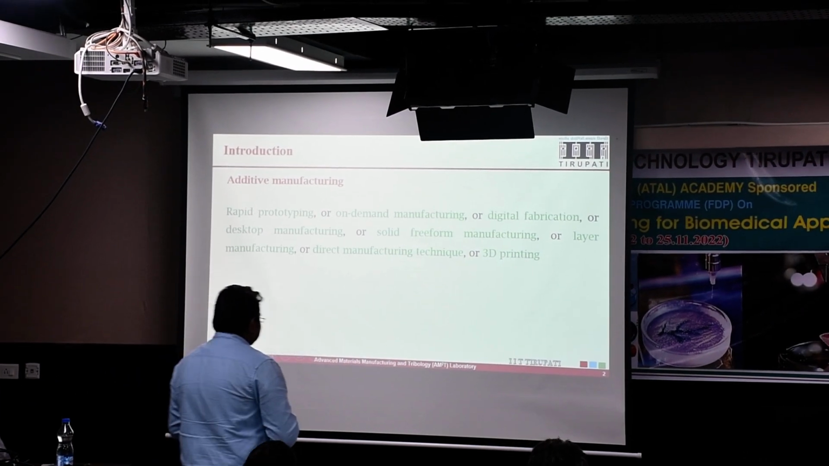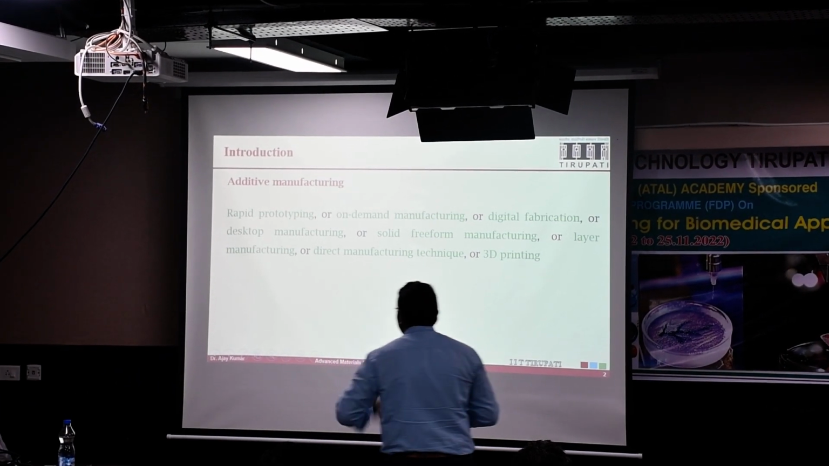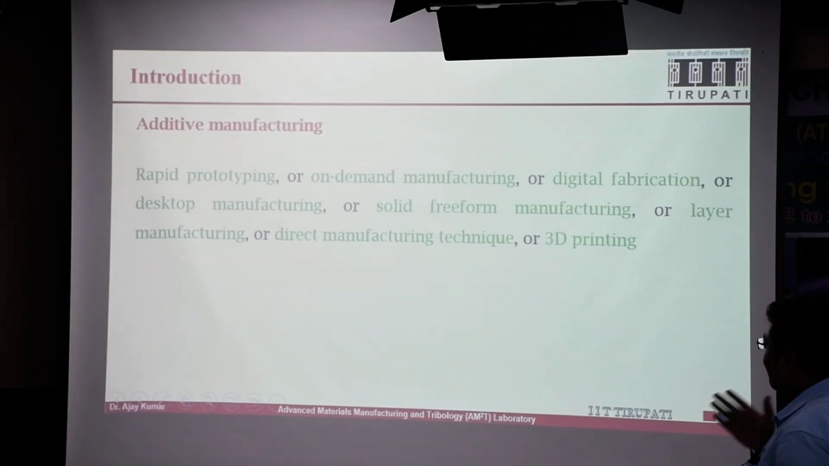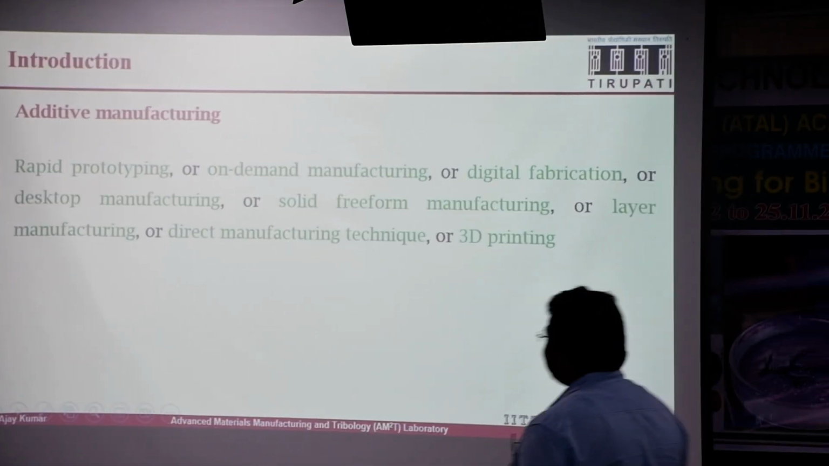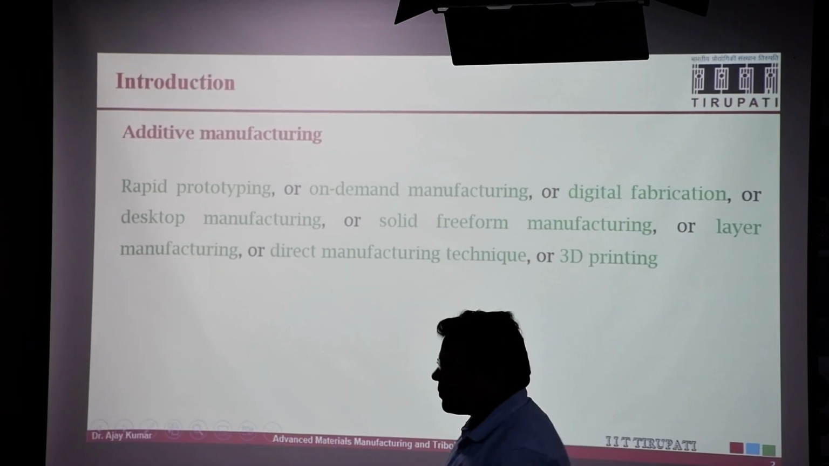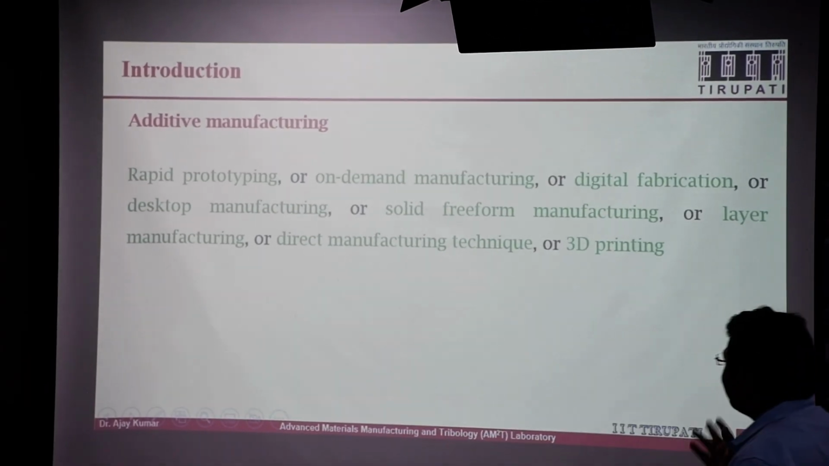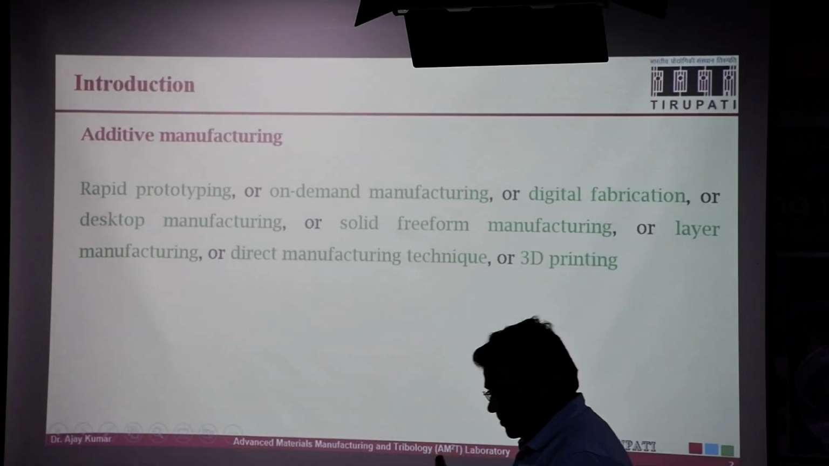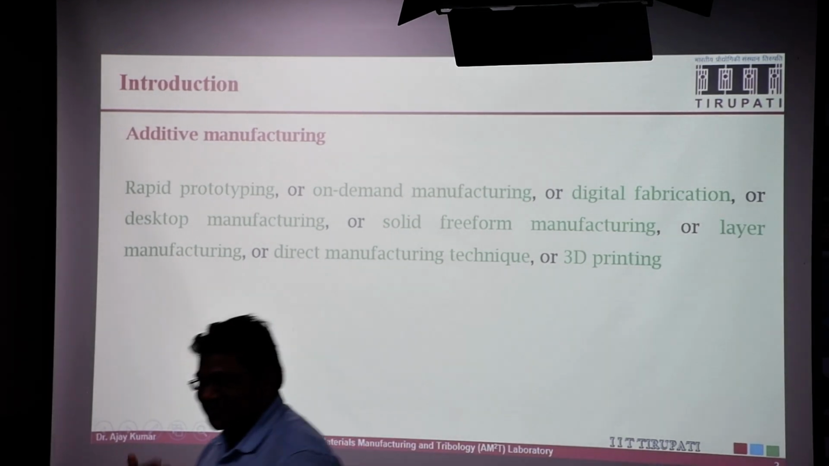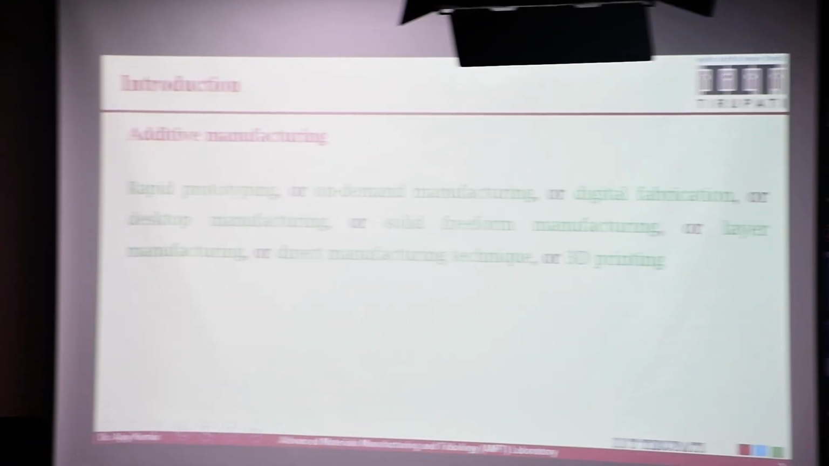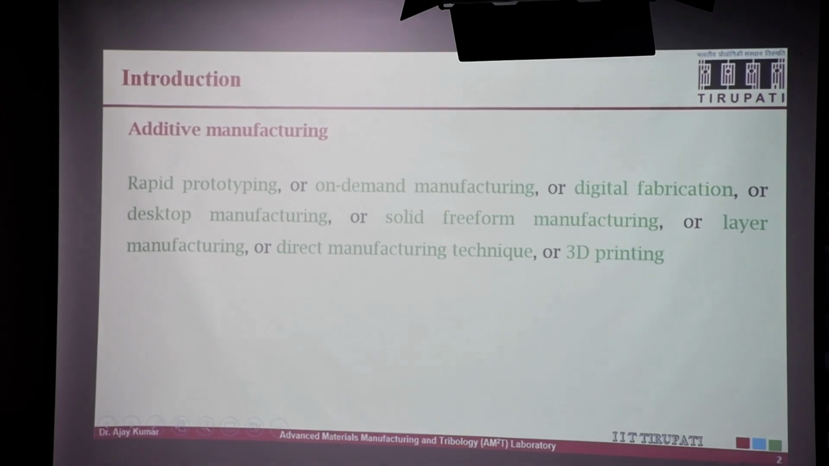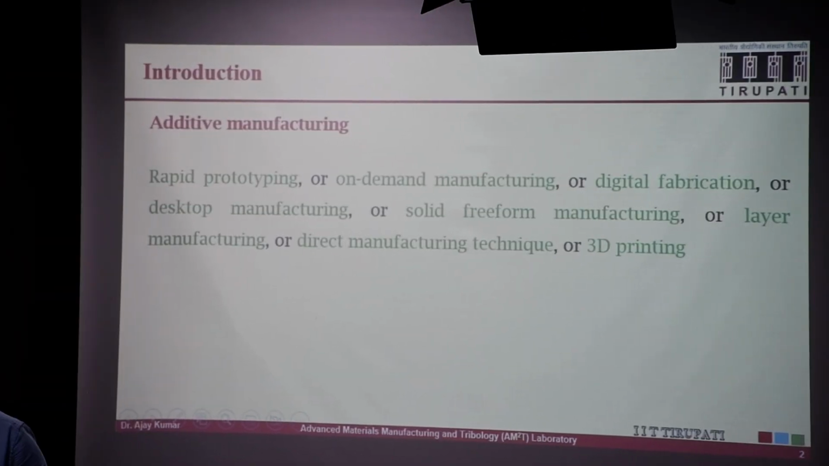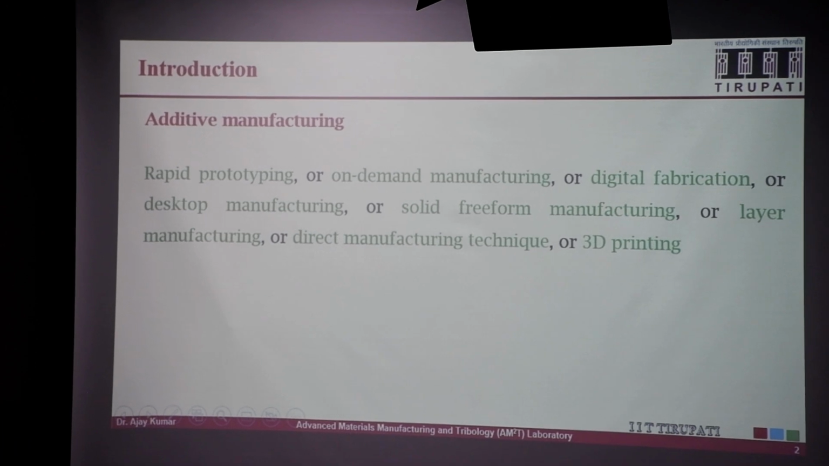All of you are aware that additive manufacturing has synonyms, like rapid prototyping, on-demand manufacturing, digital fabrication, desktop manufacturing, solid freeform manufacturing, and direct manufacturing. Maybe after some time you may add some more names. If you can come up with some more names, you can also add. They are all synonyms of additive manufacturing, but in general we say 3D printing or additive manufacturing nowadays.